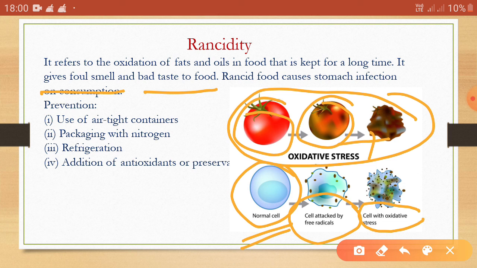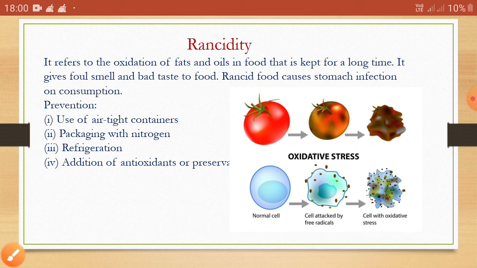How to prevent this rancidity? Use of airtight container, packaging with nitrogen, refrigeration, and adding of antioxidants or preservatives. Got it? Okay, go to the next slide.